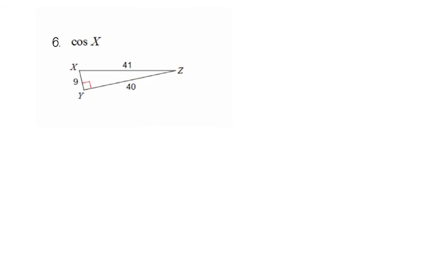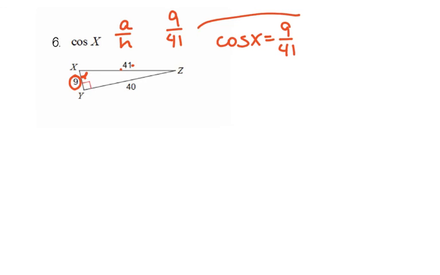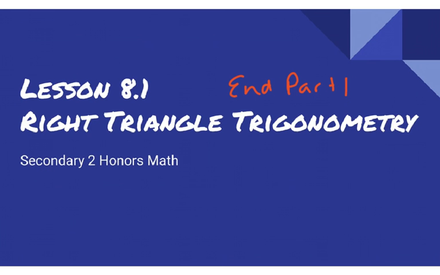So going on to number 6, which is the last one I'll do in this video, cosine X. And so again, mark X. Cosine is adjacent over hypotenuse. And so which one is my hypotenuse? 41 is my hypotenuse, so I'm going to have that in the hypotenuse place. And adjacent is going to be the one next to it, and so that's going to be the 9. So 9 over 41. That does not reduce, so the answer is cosine X equals 9 over 41. So that should be what you have on your paper. Okay, we'll continue the rest of the lesson in the next video.